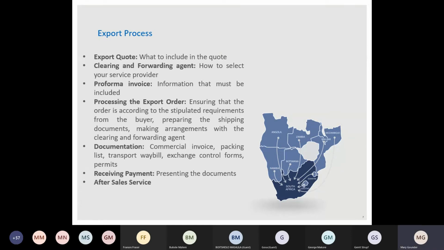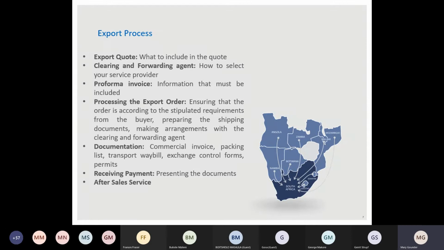While you're doing this, you'll also have to prepare your shipping documents, and you need to make arrangements with the clearing and forwarding agent on when they pick up the goods for delivery. They need to also have copies of the documents so they can clear the goods. The documentation you generally need are the commercial invoice, your packing list, your transport waybill, so whether it's a bill of lading or just an air waybill, your exchange control forms, and the permit.